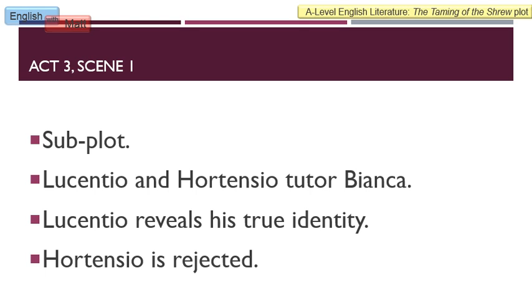So from this point on, Bianca knows that Lucentio is a man in disguise for her. And Hortensio is rejected. He fluffs his wooing. He's very clumsy in his eloquence, and Bianca rejects Hortensio, leaving Lucentio as the only suitor in the race. So Act 3, Scene 1, relatively short scene, all about establishing the next stage of the subplot.